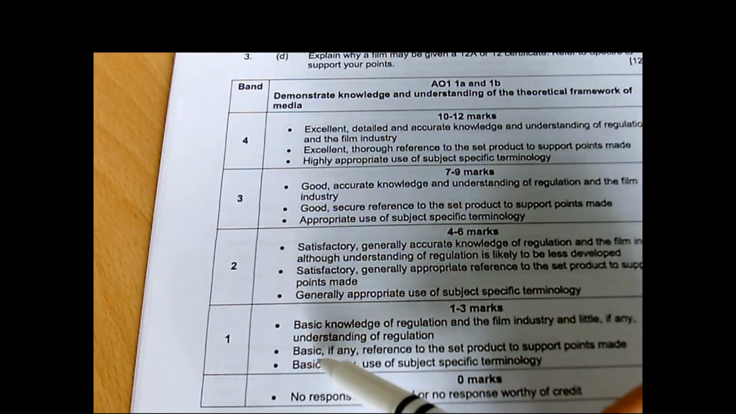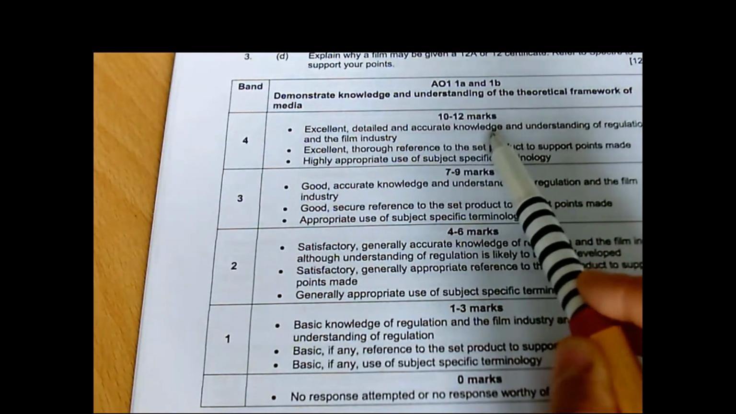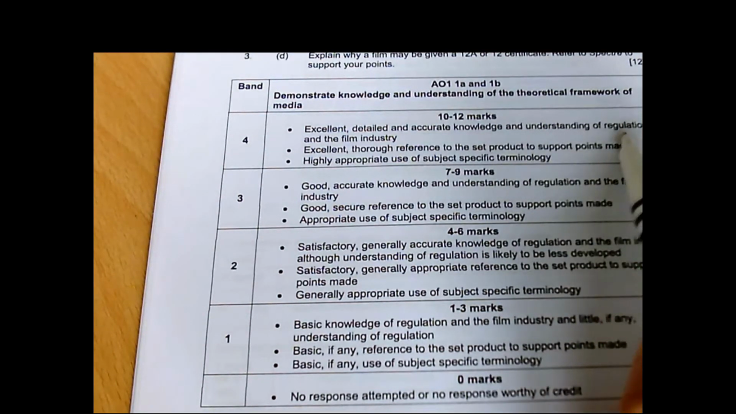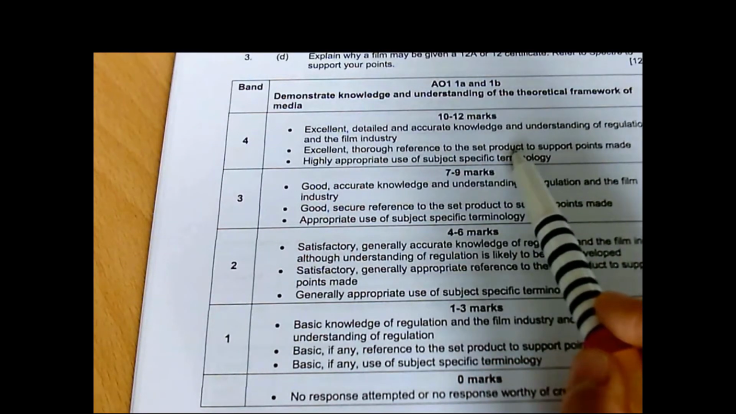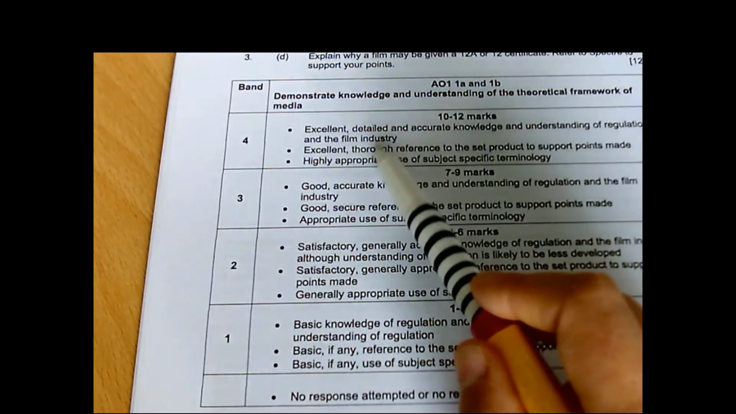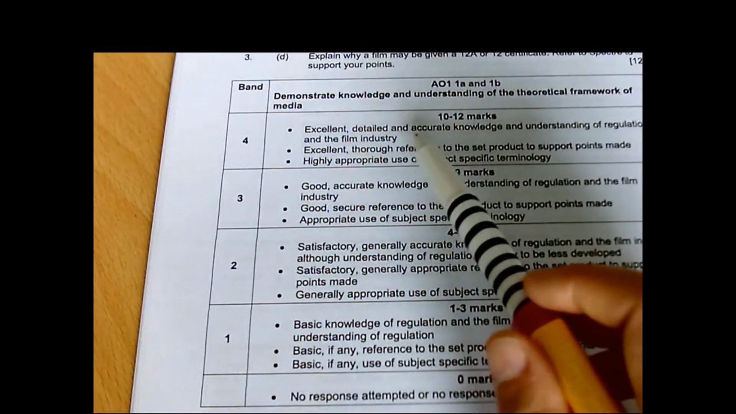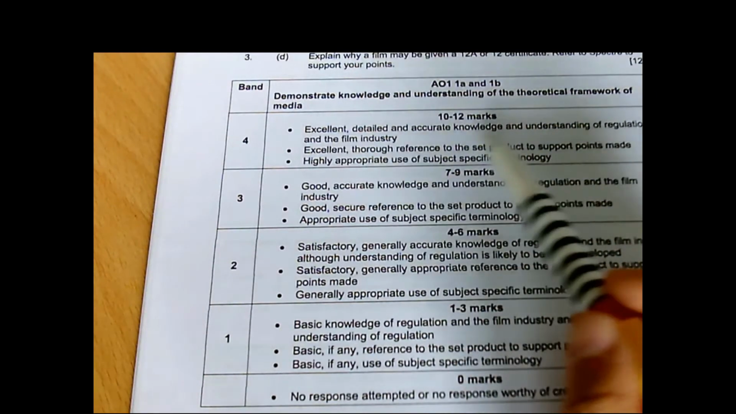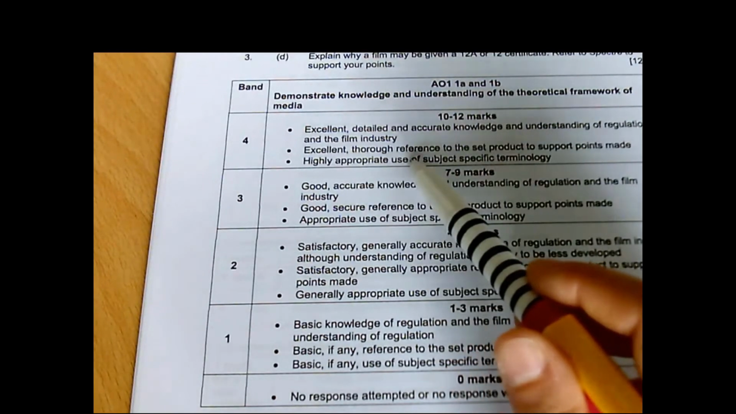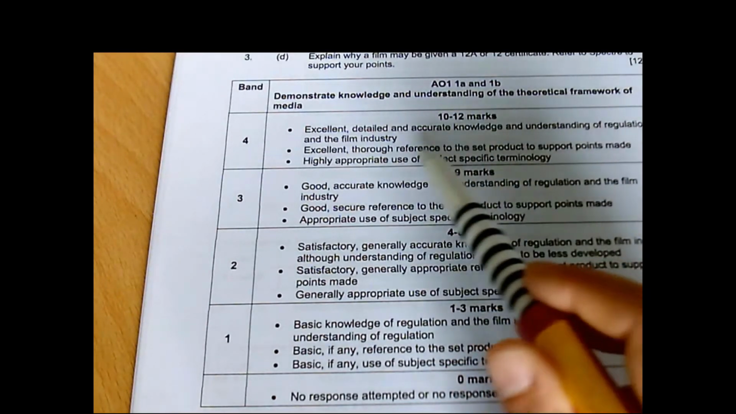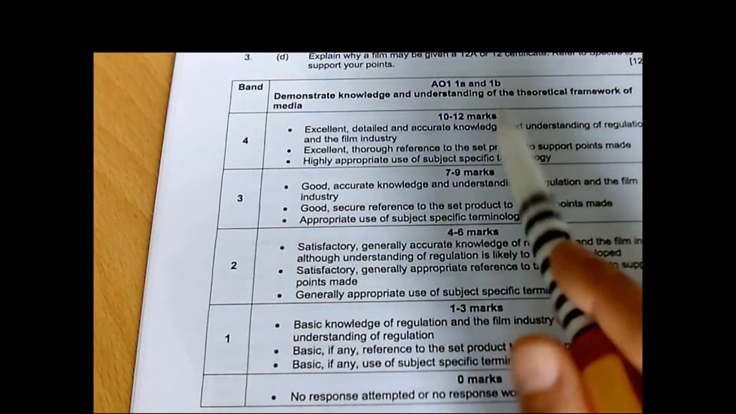And then basic terminology. So in this answer, you need knowledge and understanding of regulation in film. You need references to the set product to support your points, and that has to be thorough, so it can't just be 'as seen in Spectre,' full stop. You've got to mention where, give specifics. Highly appropriate use of subject specific terminology, so using key terms wherever possible and making sure that they are accurate.